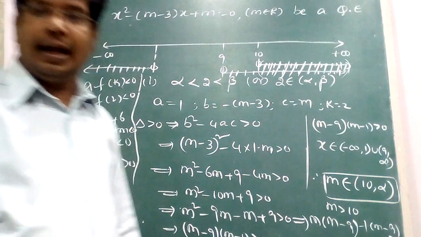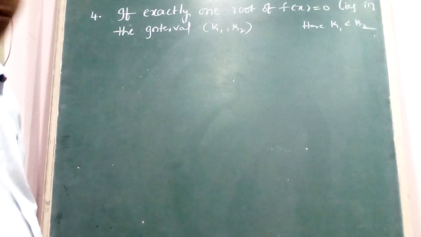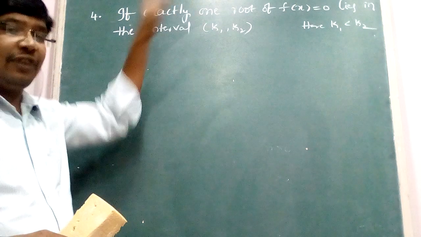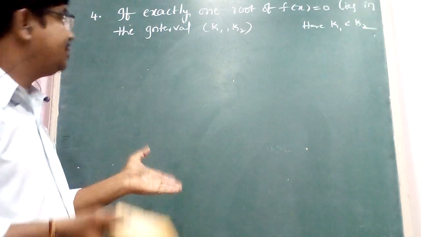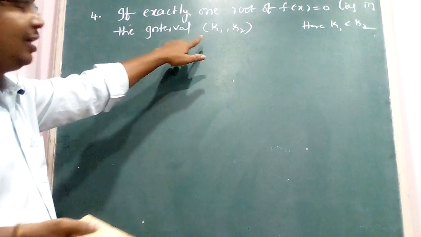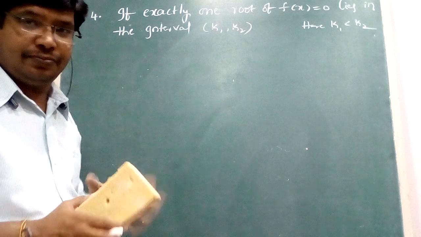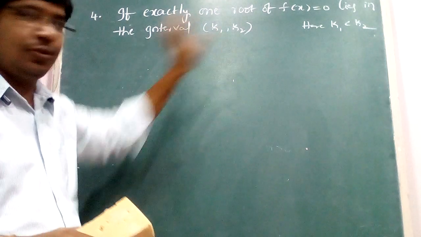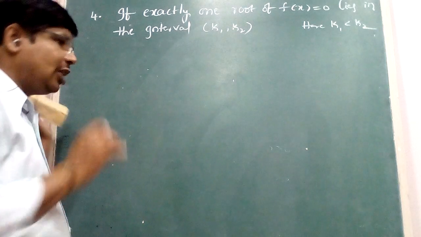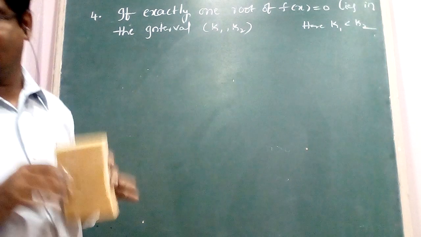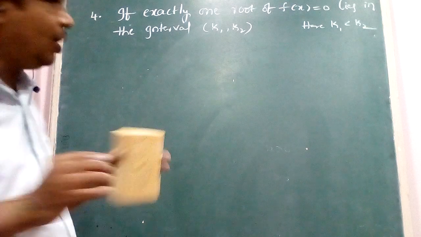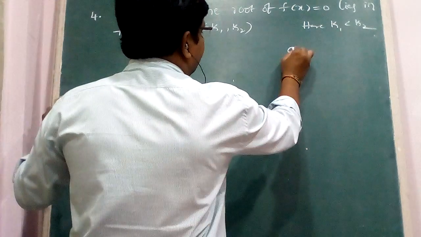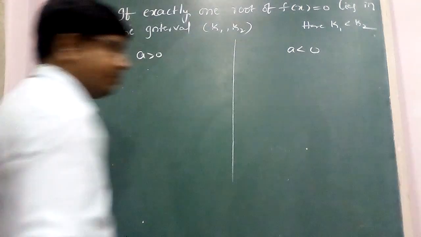Now, I am explaining one more property. Now, fourth property. If exactly one root of f of x equals 0 lies in the interval, or lies between k1 and k2, out of two roots, one root lies between these two. Here also a positive and a negative. Now, a is positive, a is negative. Both the cases I am taking.